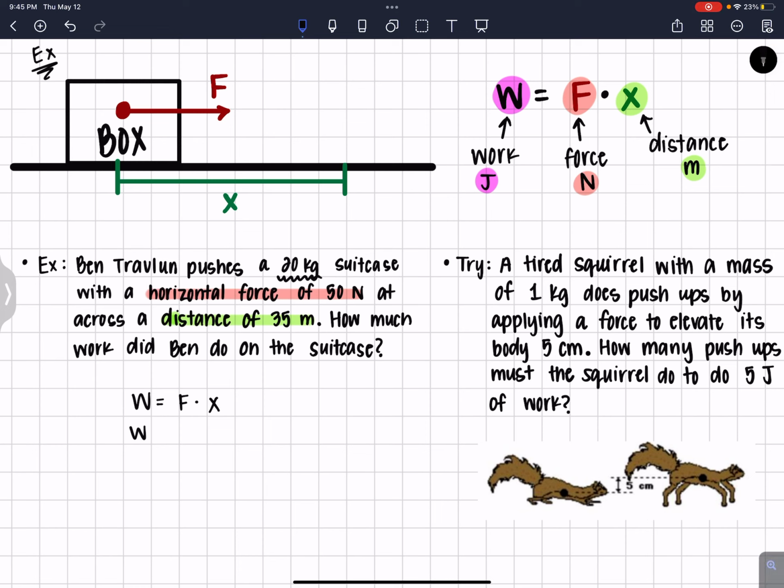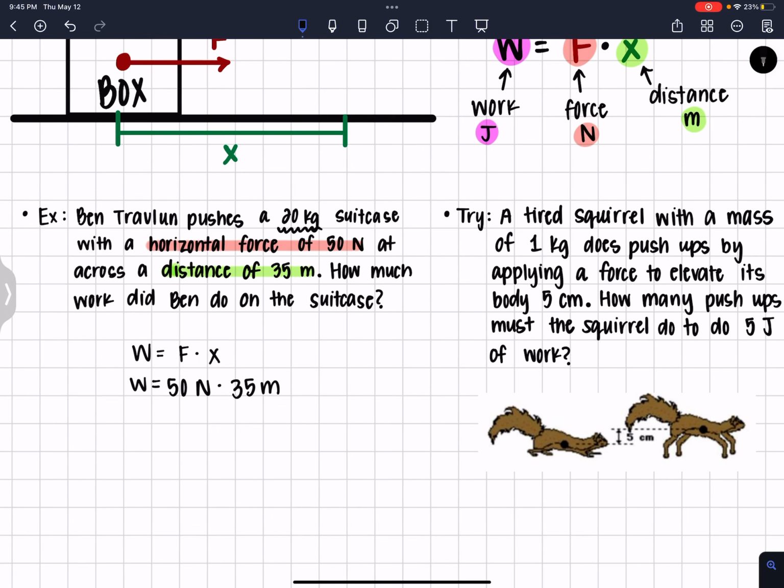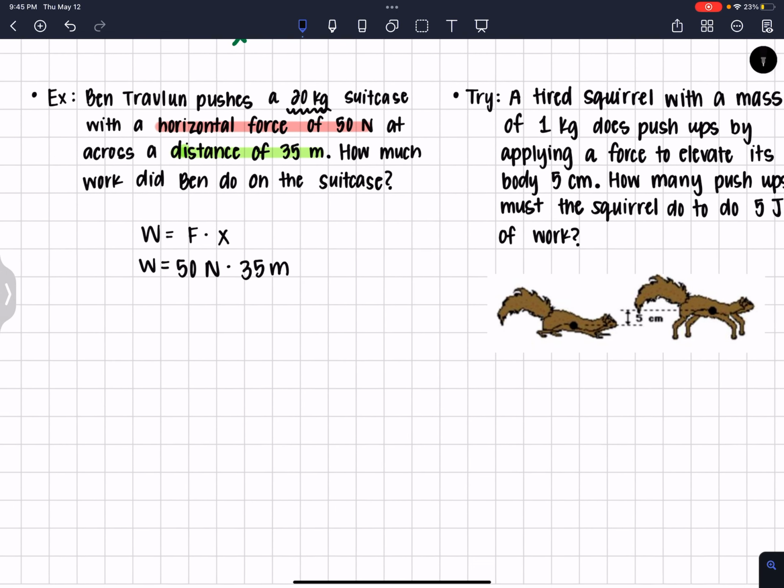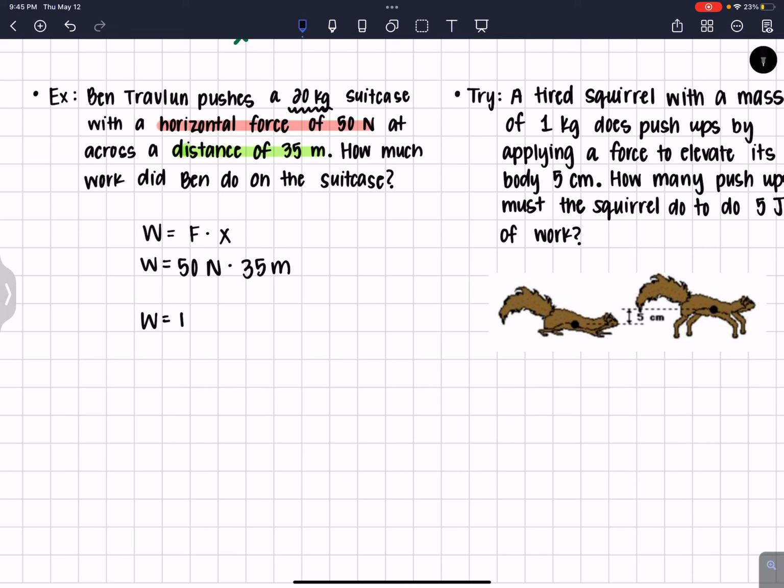So I'm going to get started by plugging in 50 newtons for my force and 35 meters for my distance. So 50 times 35 is going to get me 1,750 newtons times meters. And remember, a newton times a meter is the same thing as a joule. So the amount of work that was done on that suitcase by Ben is 1,750 joules. So fairly straightforward.